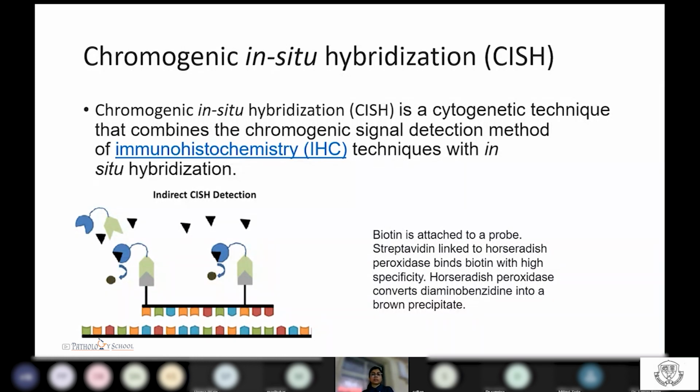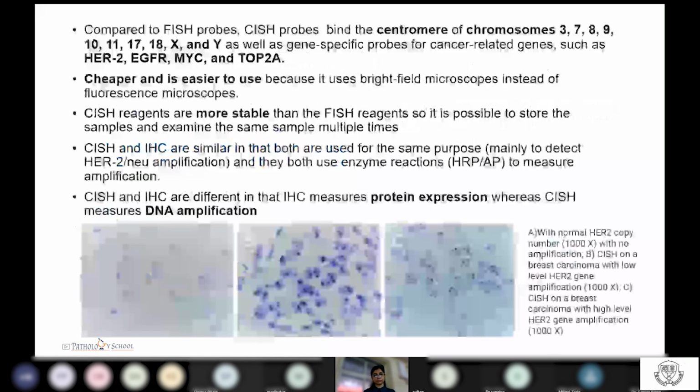Next is your chromogenic in situ hybridization. So this is a cytogenetic technique which combines your IHC with your in situ hybridization. Now this diagram is pretty similar to your indirect labeling, in which your biotin labeled nucleotide is attached to your probe DNA, but your streptavidin is linked to your horseradish peroxidase, and it binds and this converts your diaminobenzidine into a brown precipitate, which is similar to what we see in IHC, which gives a brown color.